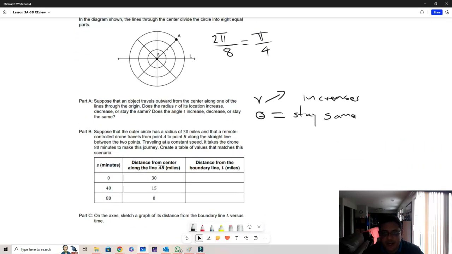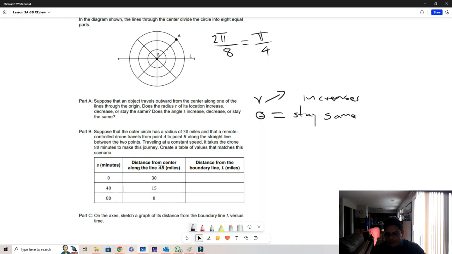Now, let's check how some of these things behave. So let's suppose that the outer circle has a radius of 30 miles. So this outer circle here. And a remote control drone travels from point A to point B in a straight line. So it's coming from here to here. It's traveling at a constant speed, and it takes the drone 80 minutes to make the journey.